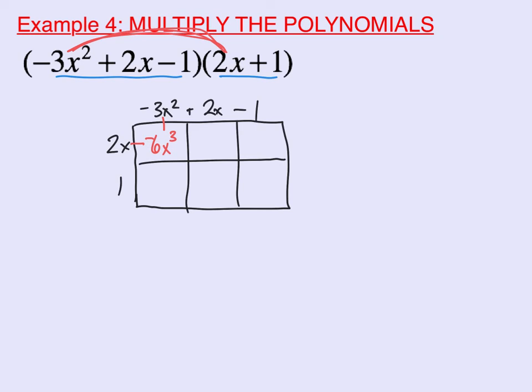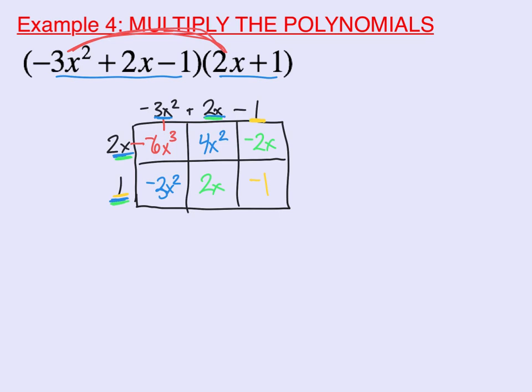All right, then I'm going to take these two, the 2x and the 2x. That'll get me a 4x squared. And then I'm going to take negative 1 and 2x, which will get me negative 2x. Okay, and then the next thing I'm going to do is take 1 and multiply it by 3x squared, or negative 3x squared. That'll be negative 3x to the second. I'm then going to take my 2x and multiply it by 1. So that's going to be a 2x. And then I'm going to take my negative 1 and my positive 1, and that'll be a negative 1.